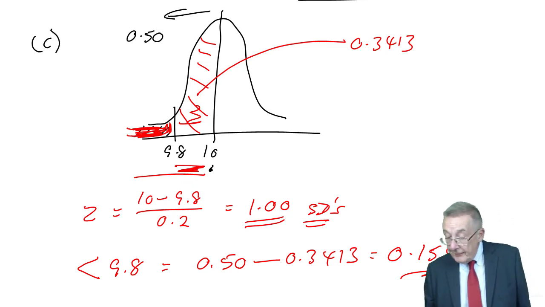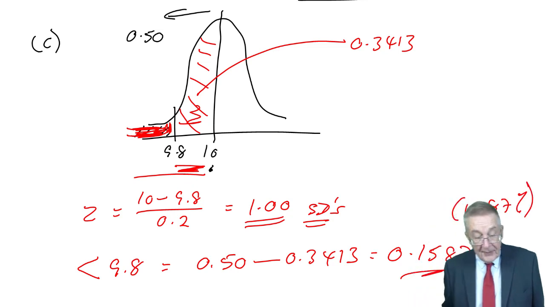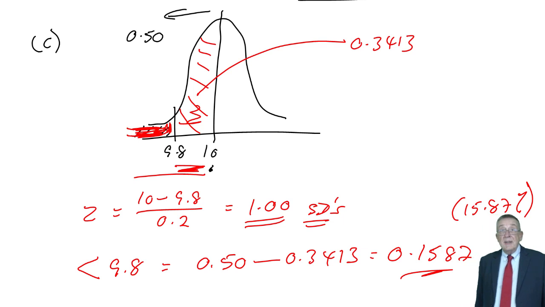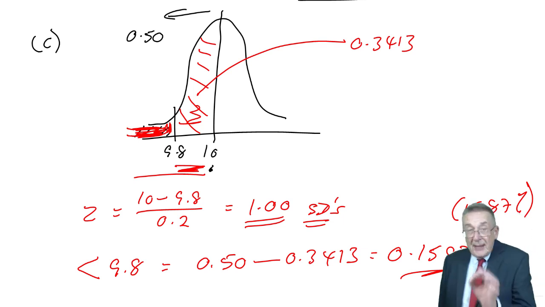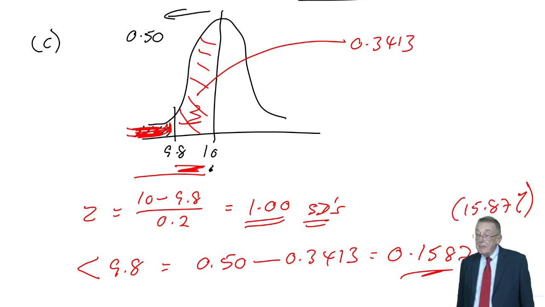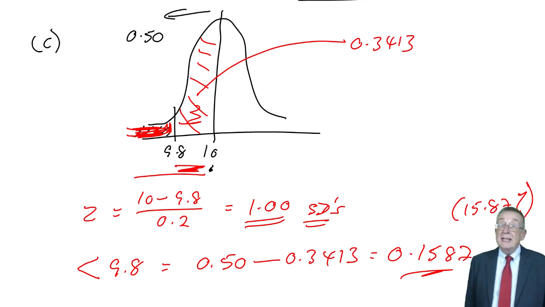It means 0.1587, or if you prefer, 15.87% of our units are below 9.8 centimetres. Or the chance of picking just one unit which is less than 9.8 centimetres is 15.87% or 0.1587 probability. So that's all it is.